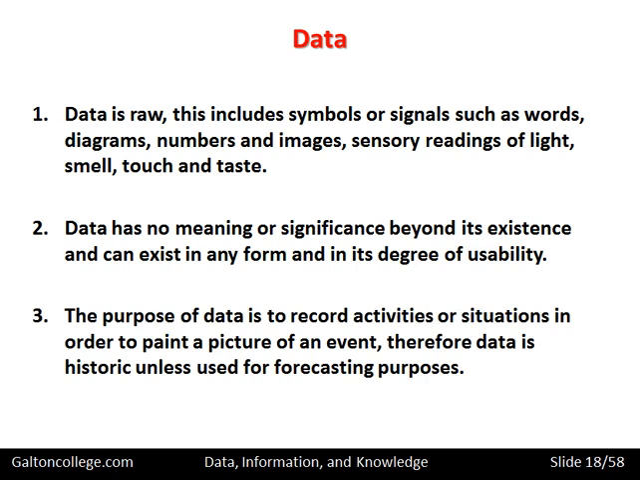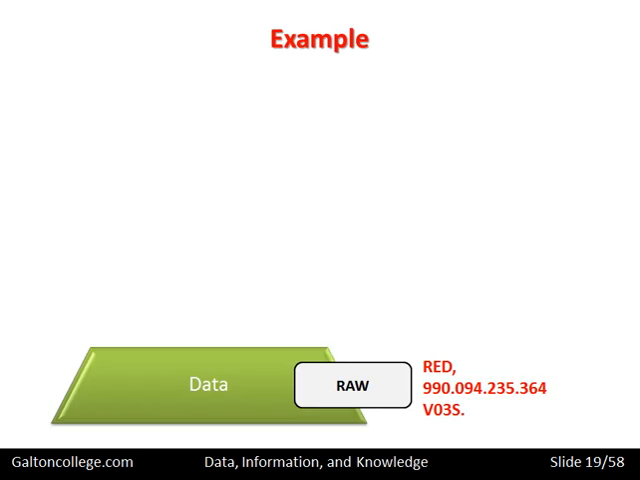The purpose of data is to record activities or situations in order to paint a picture of an event. Therefore, data is historic unless used for forecasting purposes. So data is in the past. It's what we experienced in the past. We may have heard something in the past. It could be a set of numbers we saw previously. So data is just a set of observations, a set of facts, presumably, that we've observed. But in itself, it doesn't mean anything. It doesn't make any sense. So, in that sense, data is raw.